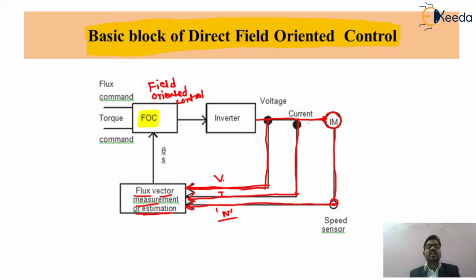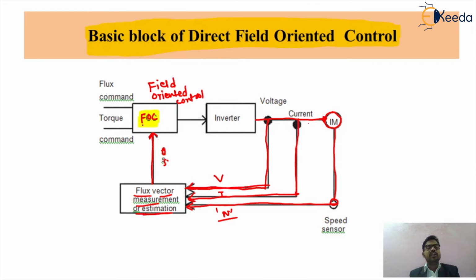Okay, so these are the three reference quantities that we are giving to the flux vector measurement or estimator. This flux vector measurement or estimator will convert those quantities into a flux estimate. Now we are getting the output from the flux vector measurement or estimation block, that is called theta s, to your FOC control block.